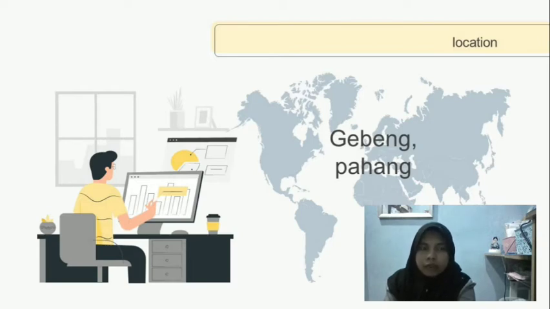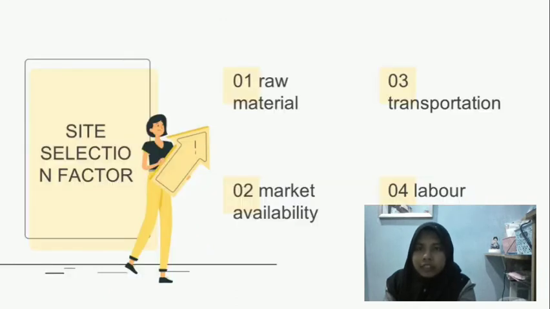To produce propylene, the location we choose is Gebeng, Pahang. Next, for the site selection factors, we have 4 factors: first raw material, second market availability, third transportation, and fourth labor supply.